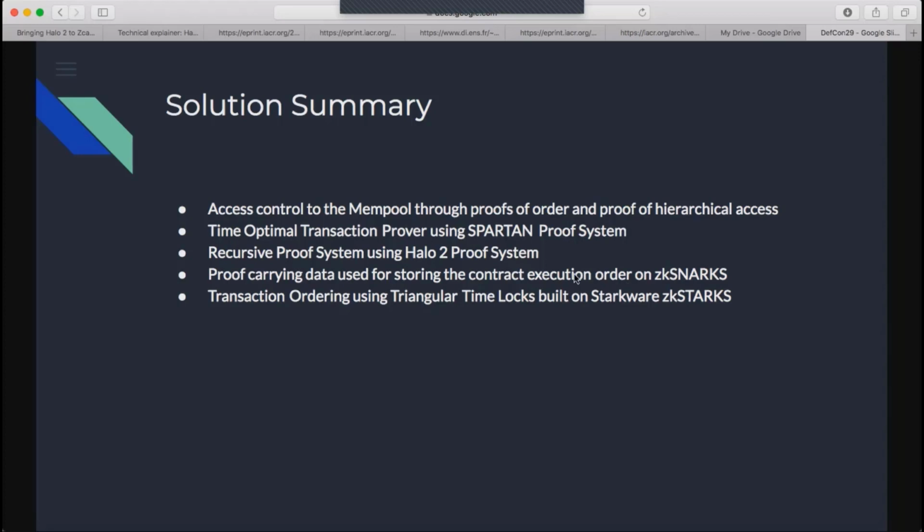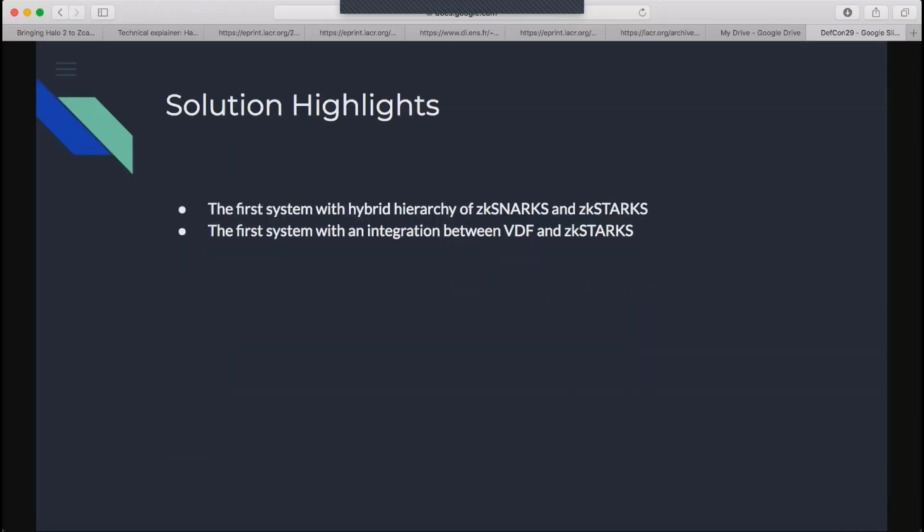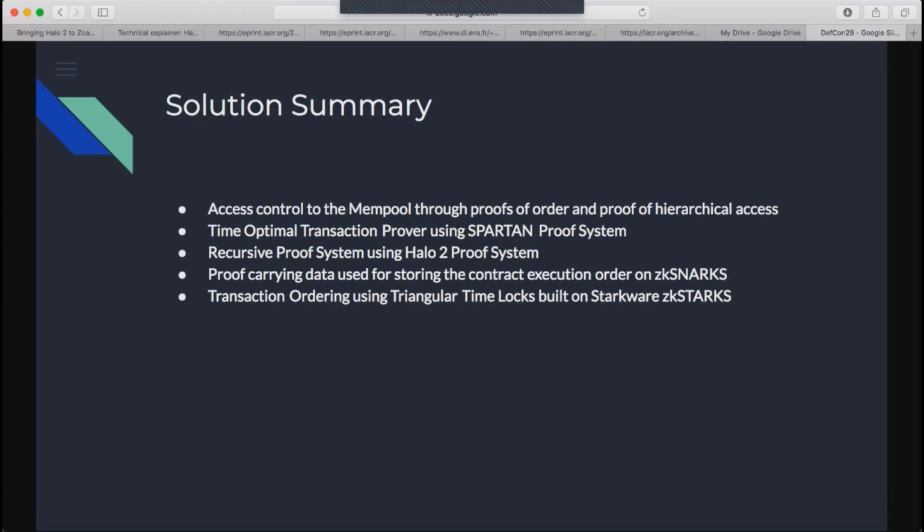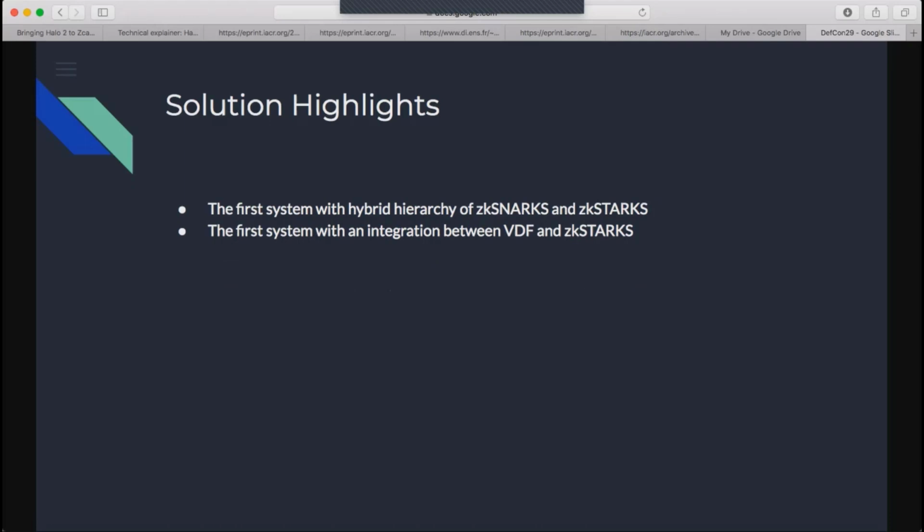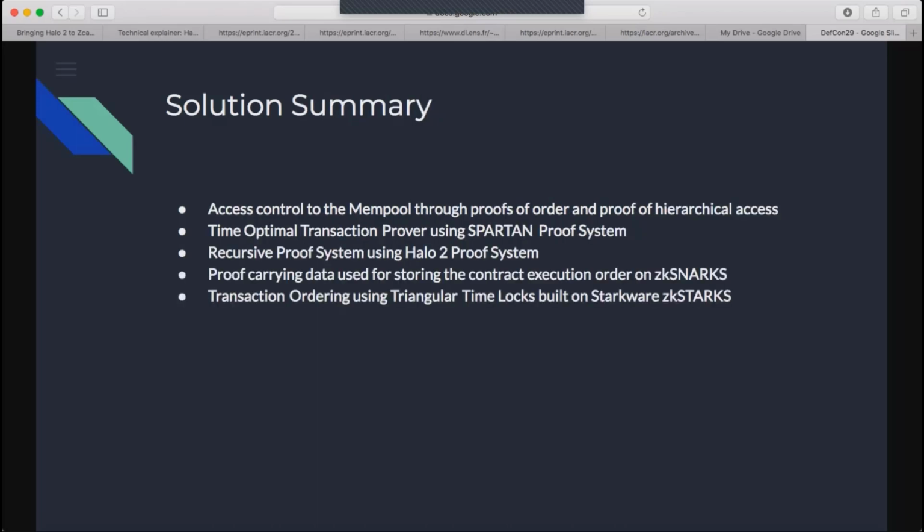We have extensively worked on verifiable random functions and verifiable delay functions. But this triangular time lock will be a time lock which is dynamically created at a particular space, time, trust instance. So this will be very useful for sharded distributed ledgers. So we are introducing triangular time locks for sharded systems. Initially, we will come up with a smart contract based deployment, and later we will apply this into our proof system. So this is one of the first systems with a hybrid hierarchy of ZK Snark for access control and ZK Stark for the transaction ordering.